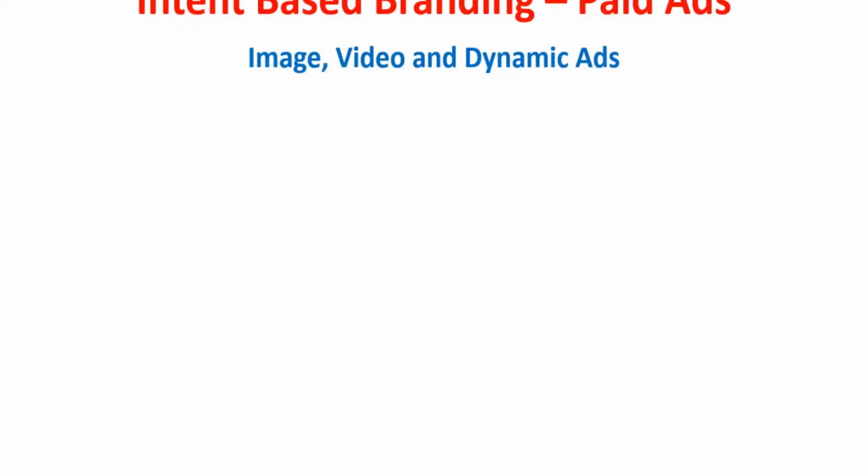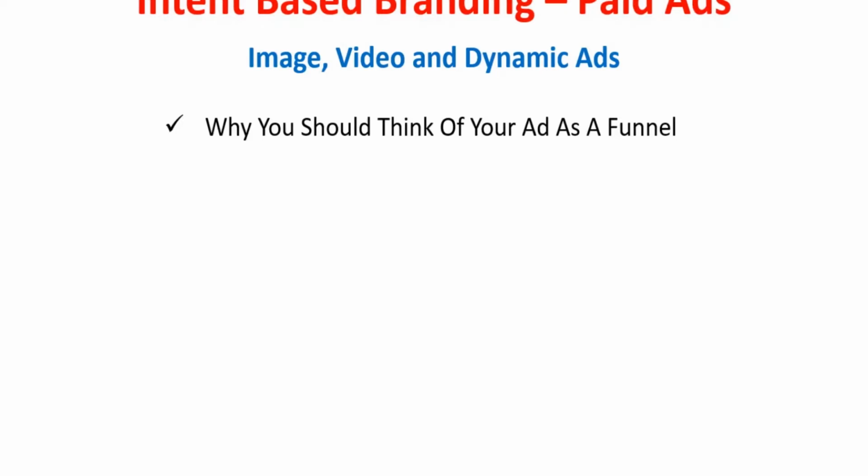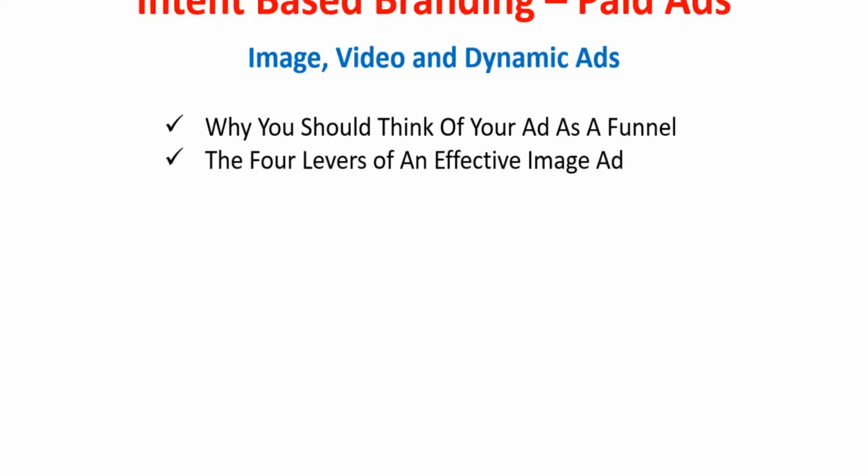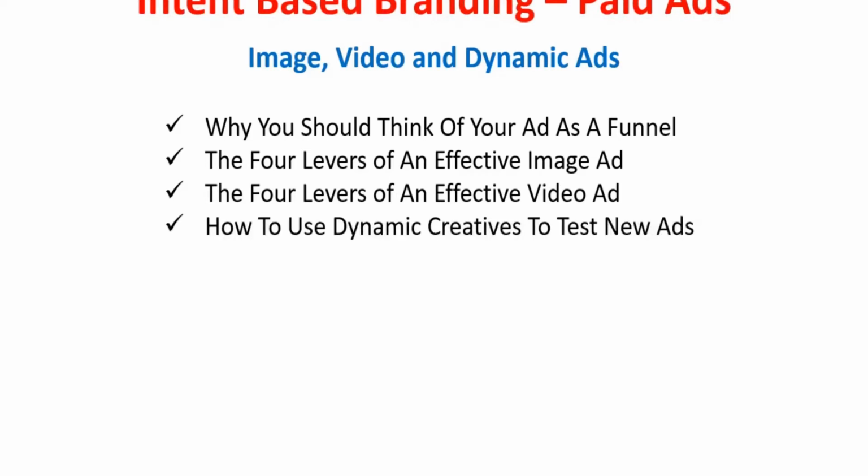So in this module, we're going to first cover why you should think of your ad as a funnel and not as a sales page or just a single mechanism trying to make a sale. It's actually a funnel within itself. The 4 levers of an effective image ad. And we'll follow that up with the 4 levers of an effective video ad. And then we'll finish with how to use dynamic creatives to test out new ads and find your winners. So like I've said before, it may seem like a lot, but it's pretty simple and we'll get right to it.